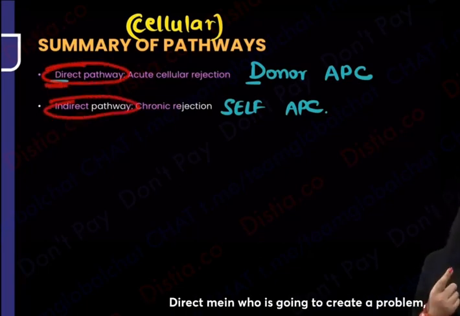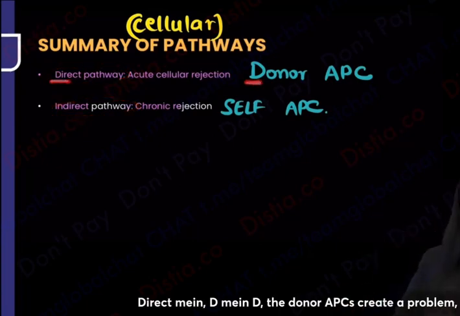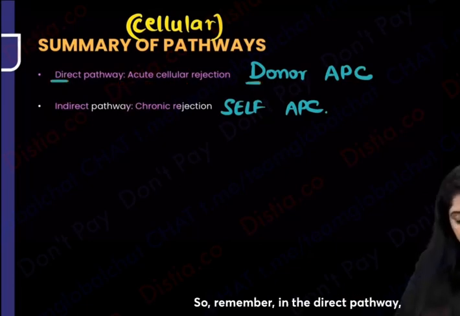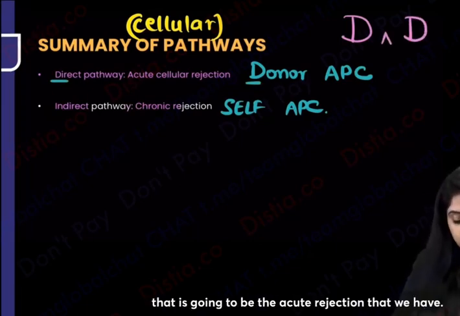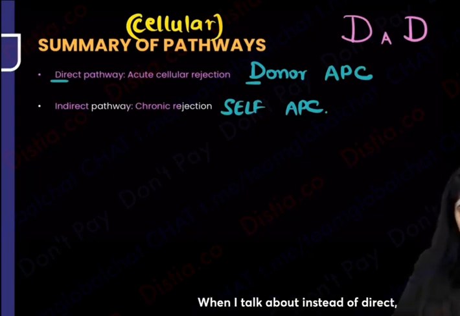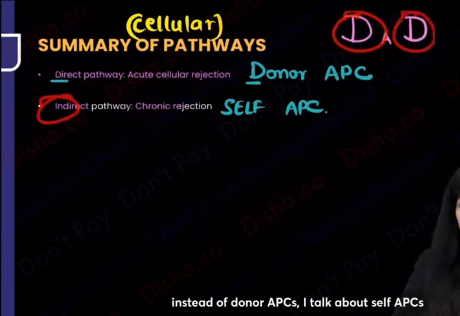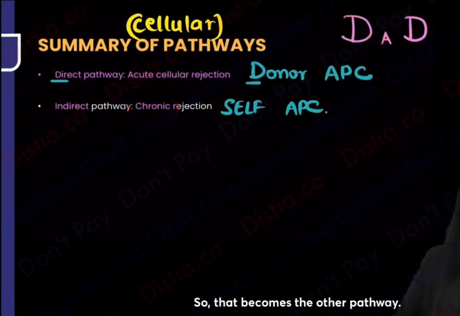In the direct pathway, who is going to create a problem? My APCs or donor APCs? In direct, D, the donor APCs create a problem. That is going to be acute cellular rejection. So remember, in the direct pathway, when the donor APCs create a problem, that is going to be the acute rejection that we have. Whereas everything is reversed when I talk about the indirect pathway instead of direct. Instead of donor APCs, I talk about self APCs. And instead of acute rejection, I talk about chronic rejection. So that becomes the other pathway.